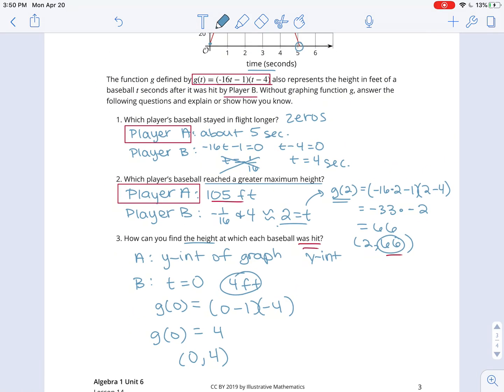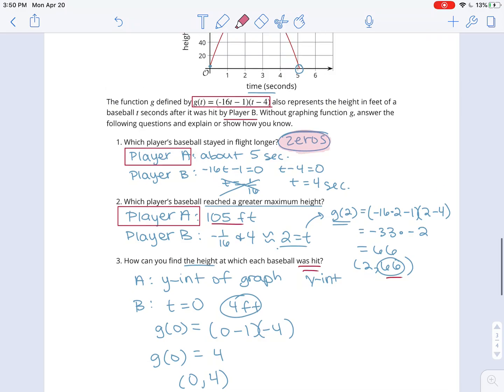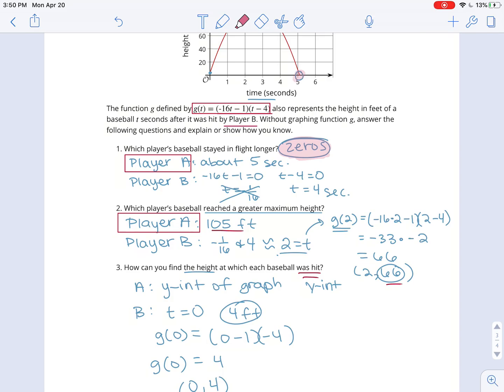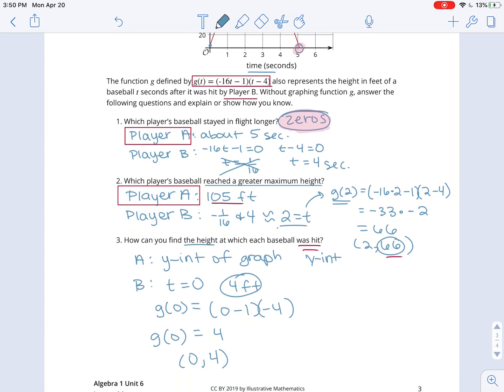Okay, so just to go back through, this was a lot of information when we were comparing both a graph to an equation, so we want to think about a couple main things. For number 1, which one stays in flight longer, we were really looking for the zeros, looking at the zeros of each function by either identifying them on the graph for A or by finding them from factored form based on our function.